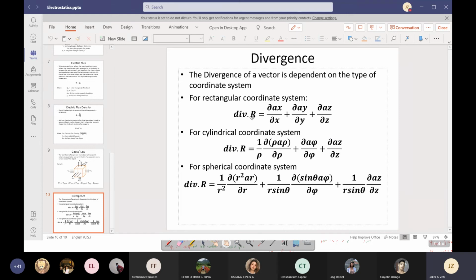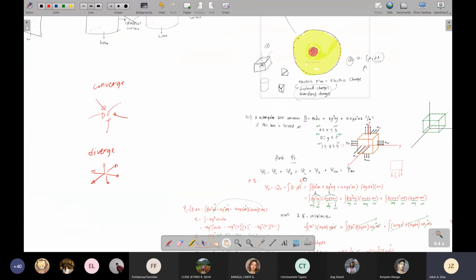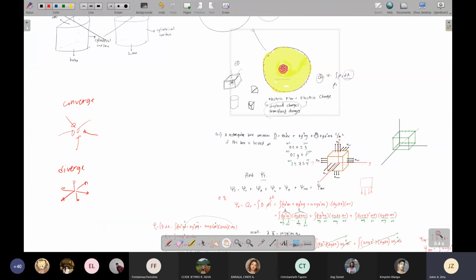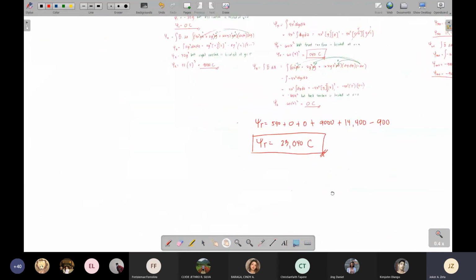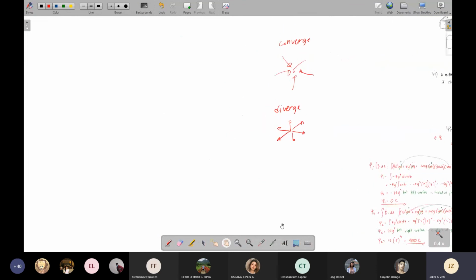The divergence of that certain vector. The vector here is your electric flux density. Okay?